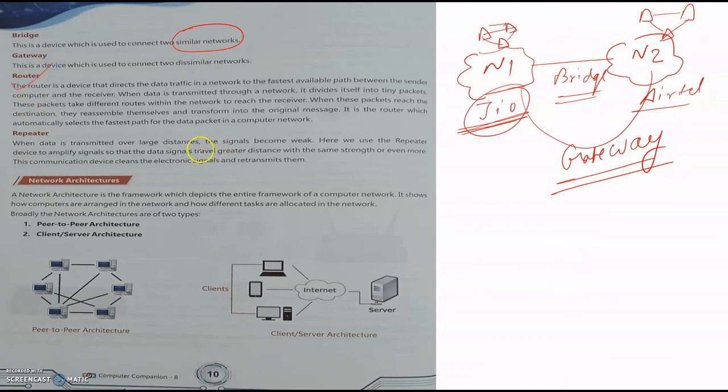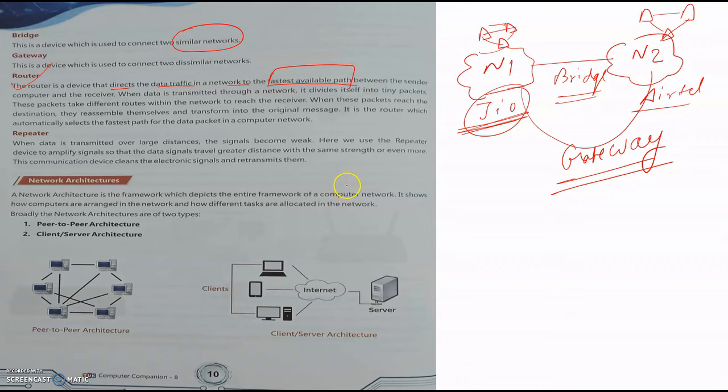Okay. Now coming to the next, router. The router is also a device to connect the computer systems. It is also used to transfer the data. It basically directs the data traffic in a network to the fastest available path. That is the most important point. Fastest available path between the sender and receiver computers. When the data is transferred through a computer network, it divides itself into tiny packets, and these packets take different routes within a network to reach the receiver's end. When these packets reach the destination, they reassemble themselves and turn back into the original message.